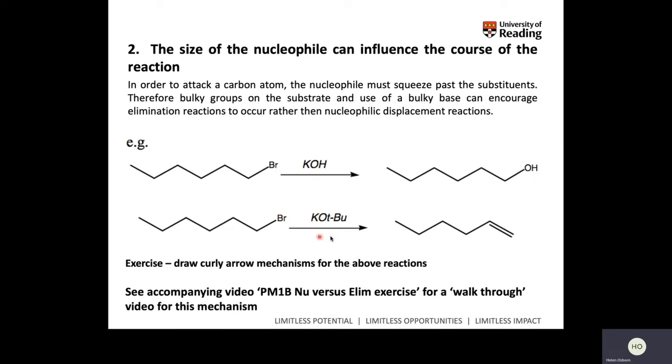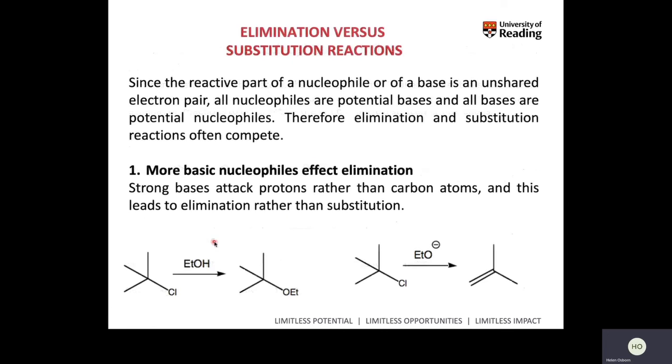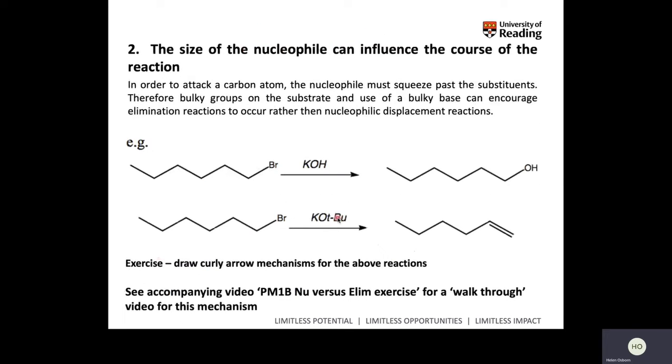And I'd like you to think about this potassium t-butoxide, which is a bulky base. The t-butyl, we saw, is a carbon with three methyls. In this case, where you've got that t-butyl with the oxygen minus, how does the mechanism go to convert this same molecule through to the alkene? So have a go at that. Hopefully you can have a first attempt at it. Then I've given you this accompanying video so that you can see the worked answer for this question.